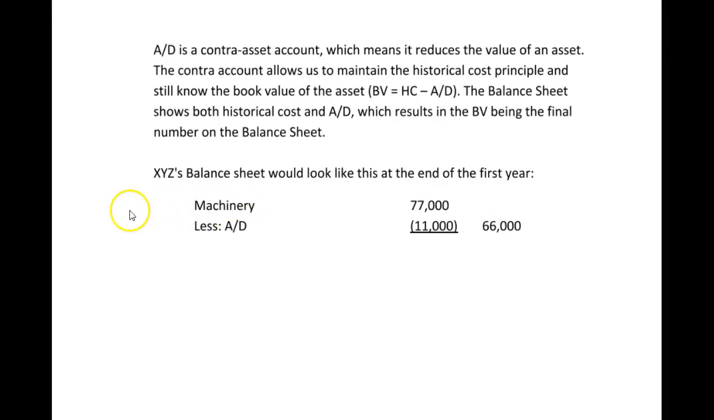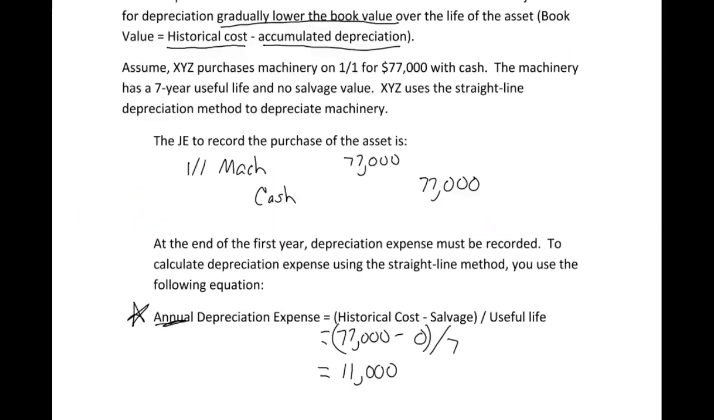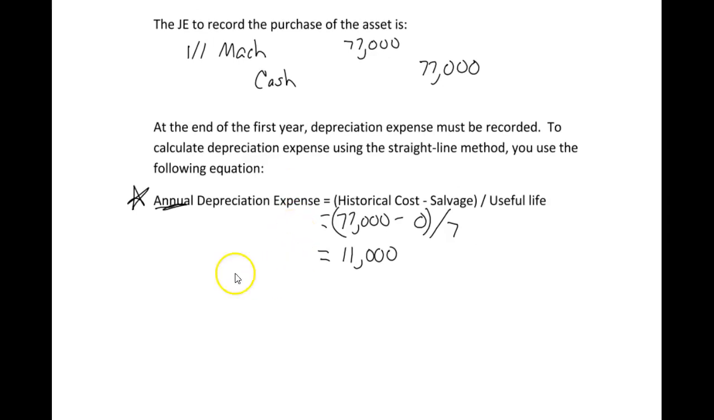Let's flip back here real quick. If we wanted to record the journal entry for that, the journal entry for depreciation, at the end of the period, is always a debit to depreciation expense and a credit to accumulated depreciation. So that would be 11,000.